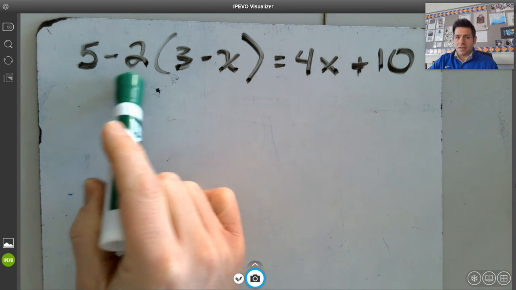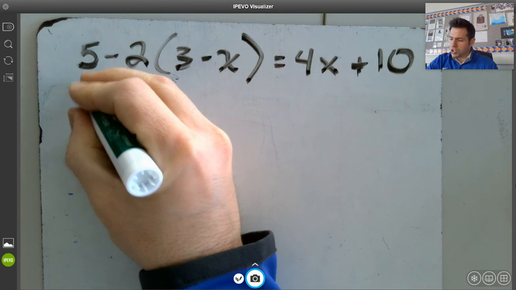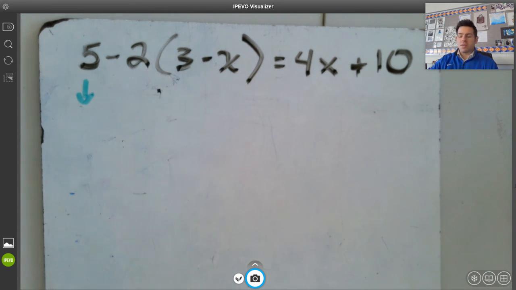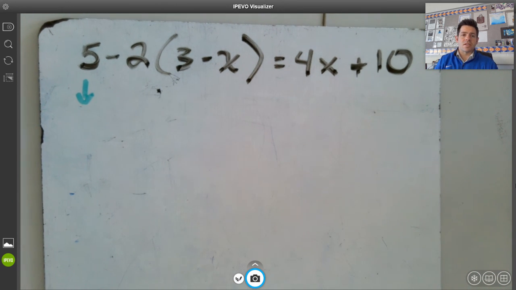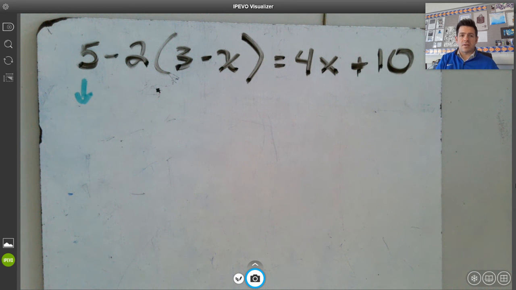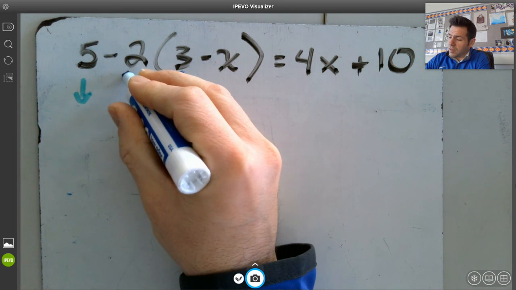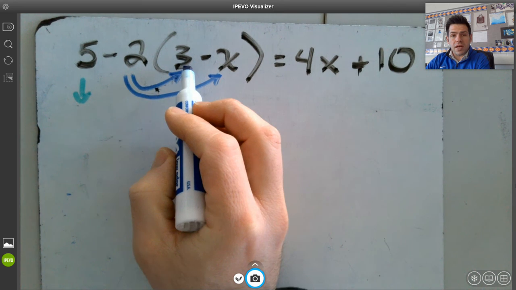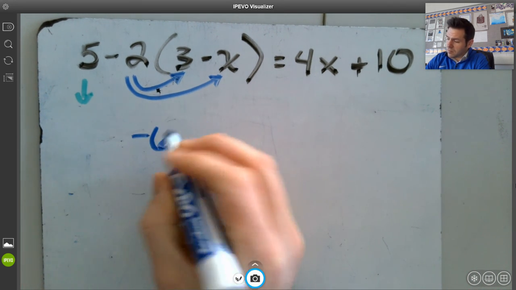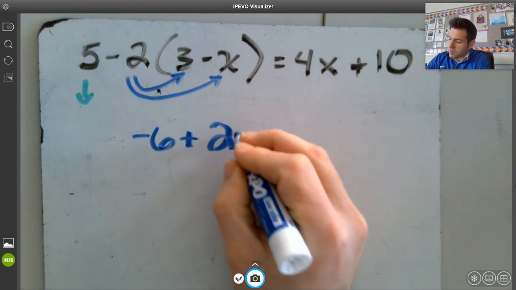So there's a little bit of eye candy here. This 5 minus 2 that happens in front of the parentheses. Please understand that we're not worried about that right now. We're just going to drop that 5 down because that negative 2 is attached to the 3 minus x inside the parentheses. So we're going to distribute to the terms inside the parentheses the negative 2. All right, so when I do that, I have negative 2 times 3, that's negative 6. Negative 2 times negative x. Negative times a negative is a positive. 2 times x would be 2x.